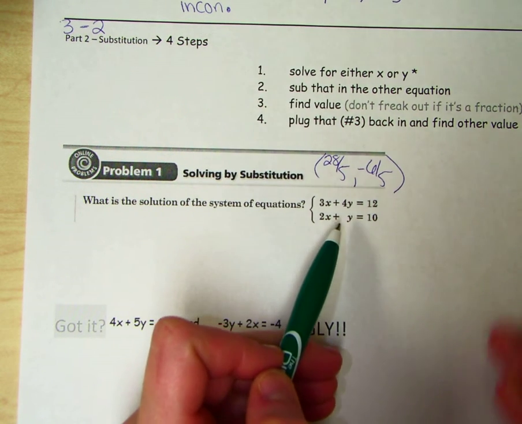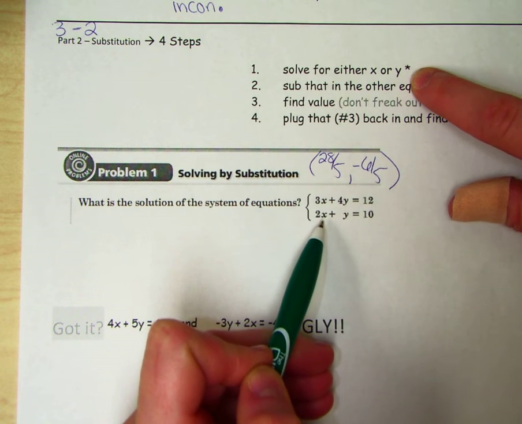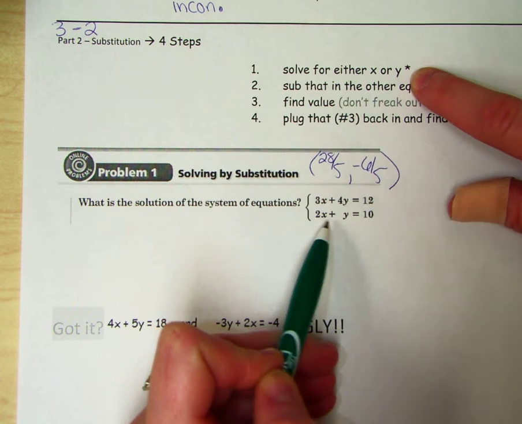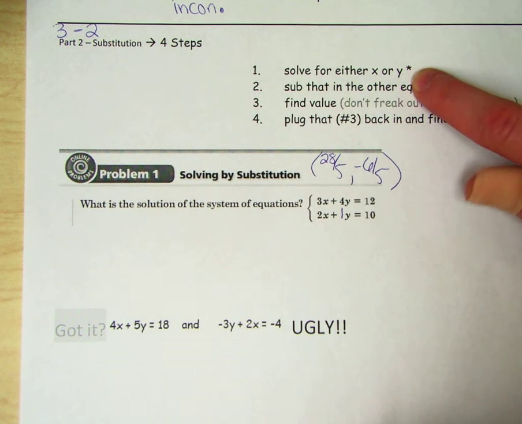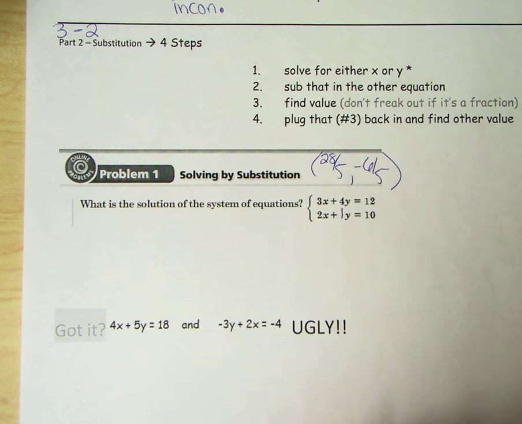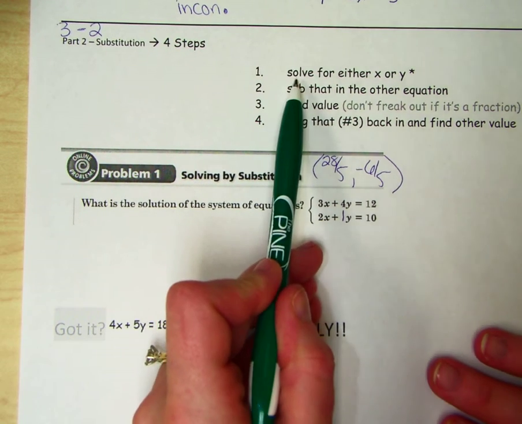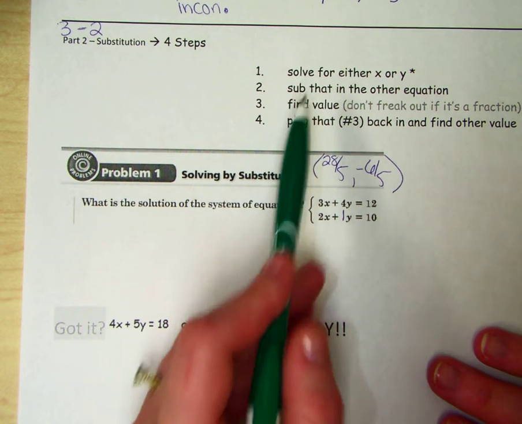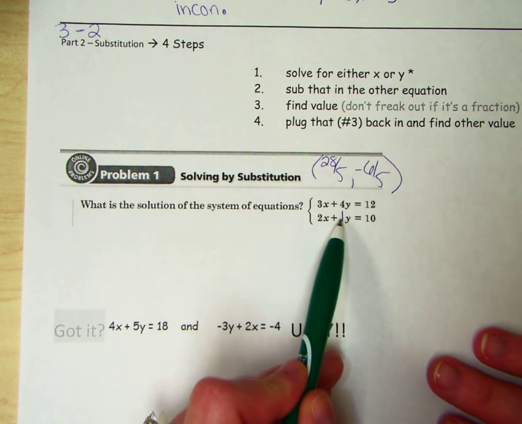Looking at both of these equations and the step from above, I can see that the second equation would be much easier to solve for because y has a coefficient of 1. Always find the equation, if possible, that has a coefficient of 1. So I'm going to follow step 1, and it says solve for either x or y. I'm going to solve the second equation for y.